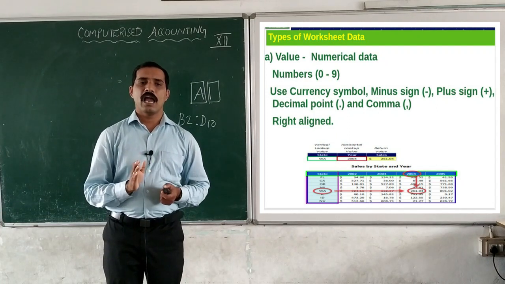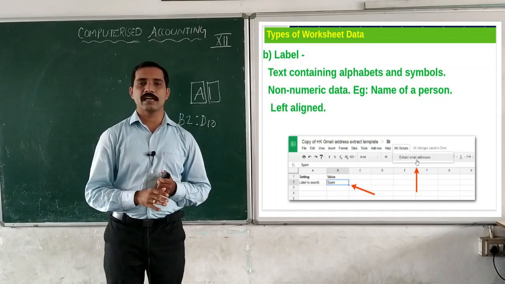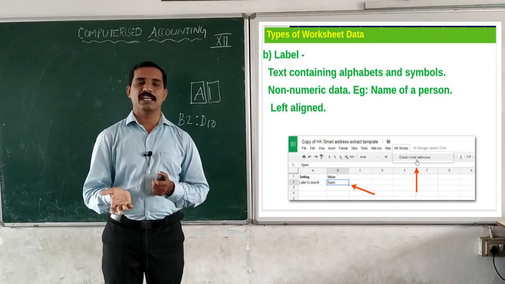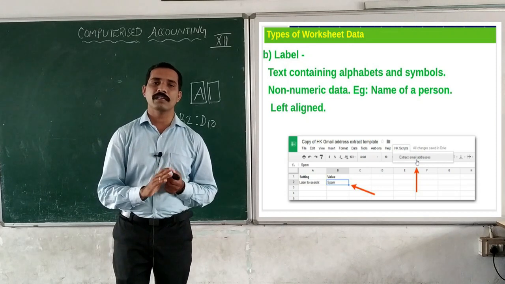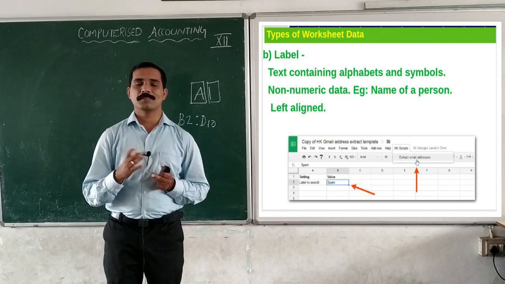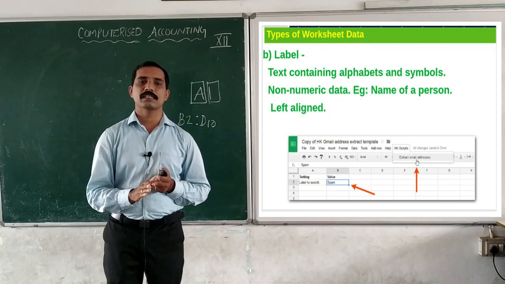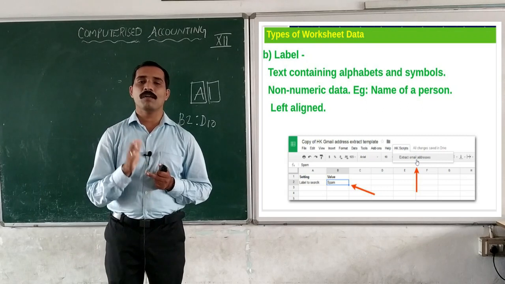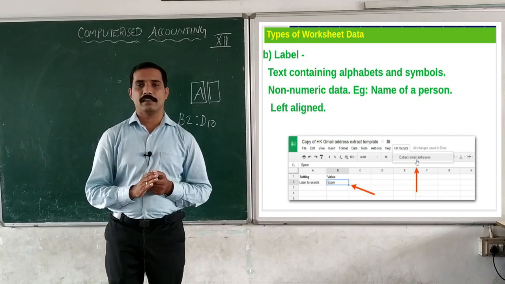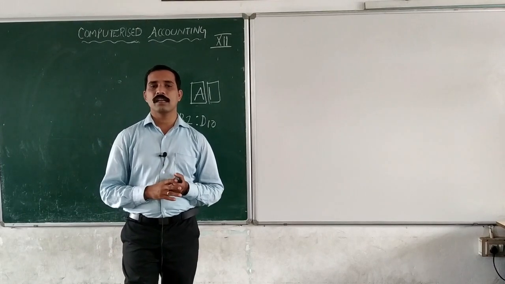Okay, right aligned. And the next one, what is the label? What is label? Text containing alphabets and symbols. Non-numeric data. That is, examples like the name of a person. So label is always left aligned. And the next one, what is it?